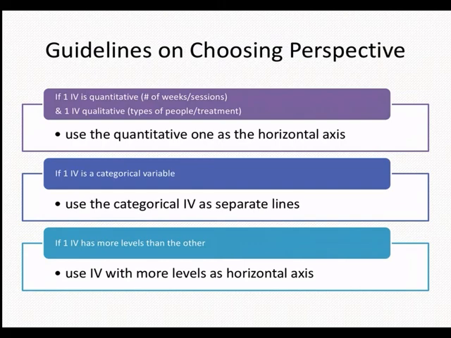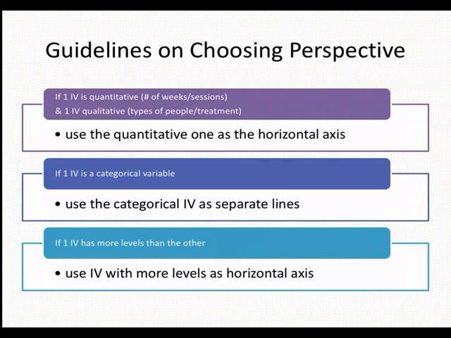Okay, if one IV is categorical, meaning that it's qualitative, use it as separate lines. So pretty much similar to what we're talking about here. So if they're both qualitative or both quantitative, it would be helpful to use the IV that has more levels than the other as the horizontal axis. So if one has 5 levels, it might be easiest to use that as a horizontal axis.